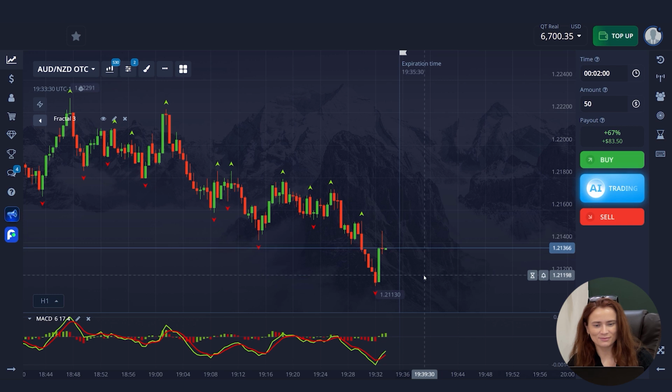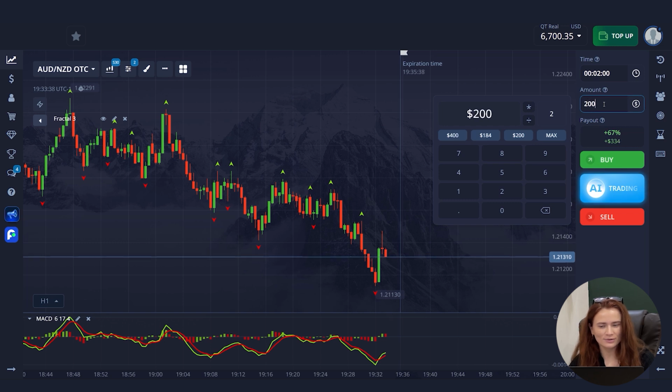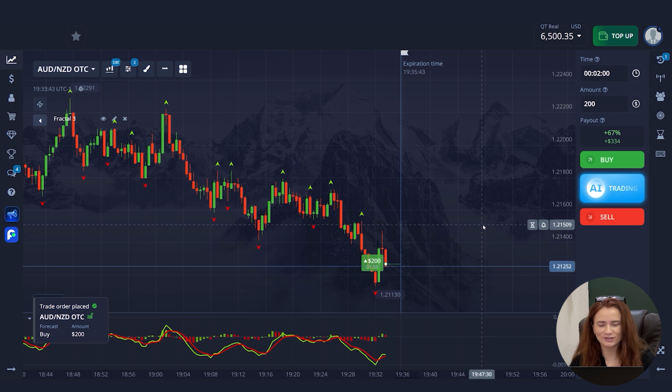Having spent a little time on the search, I found a suitable situation and am ready to open a trade. Trading time I use 2 minutes. I will start with the amount of $200 and my forecast is the price will increase. Opening the trade.